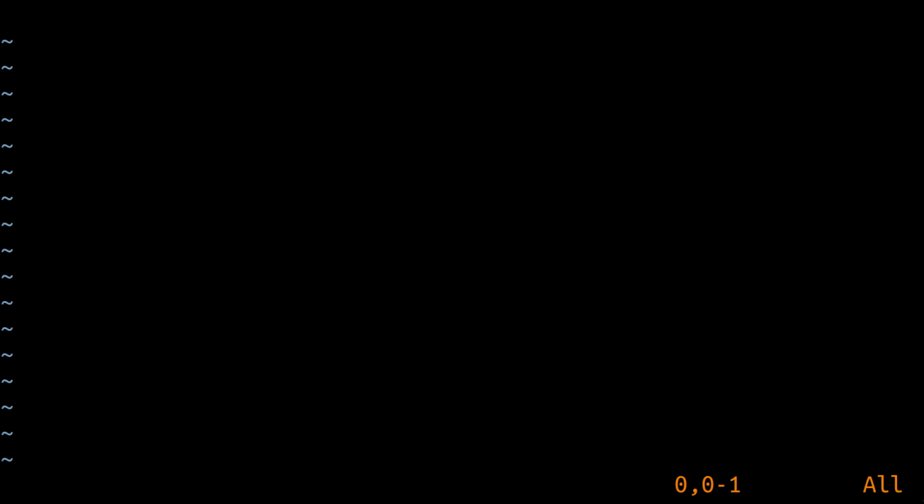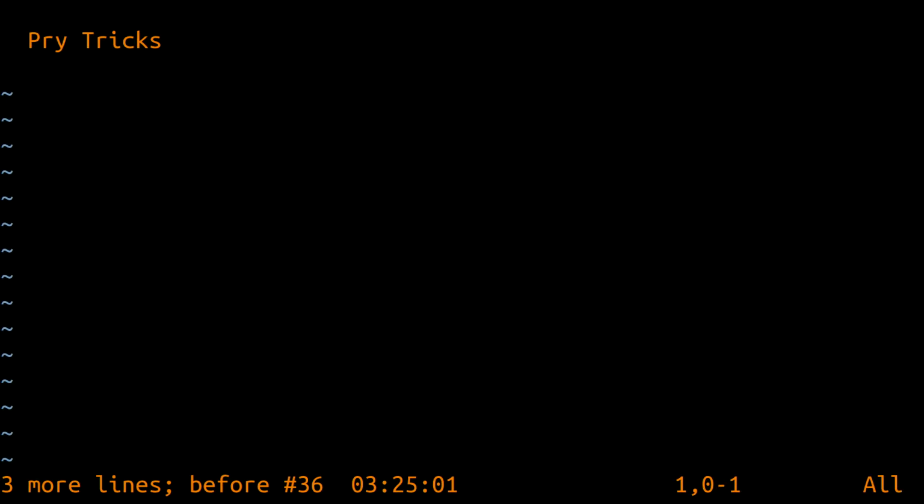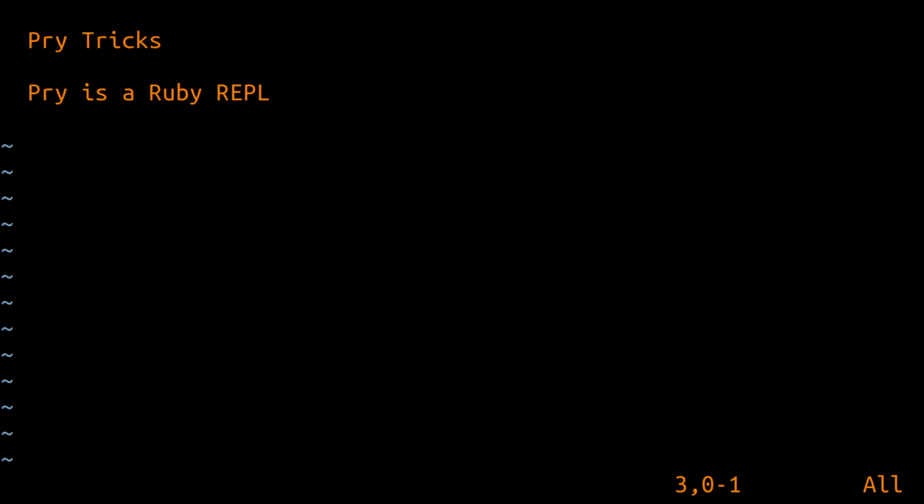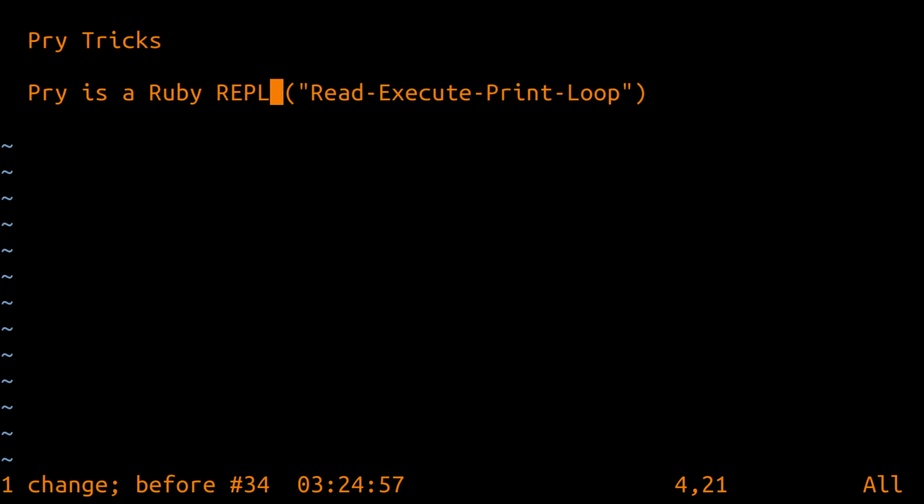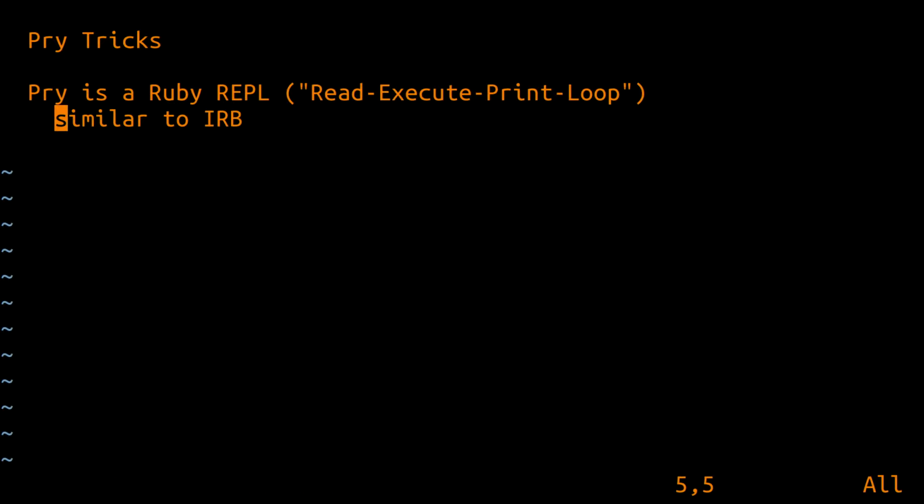Hey there! Today I thought I'd go over a few of my favorite Pry tricks. Pry is a Ruby REPL, which stands for Read, Execute, Print Loop. It's basically a kind of shell for executing Ruby. You type a Ruby command and it executes it. If you're familiar with IRB, it's the exact same idea.